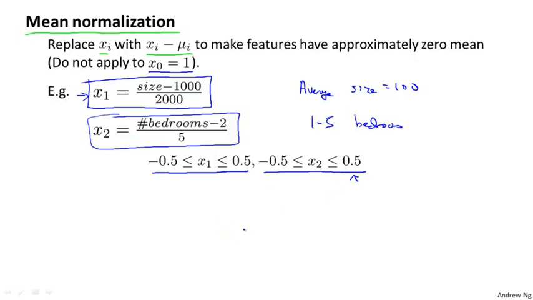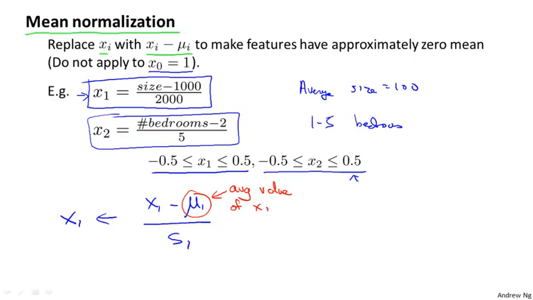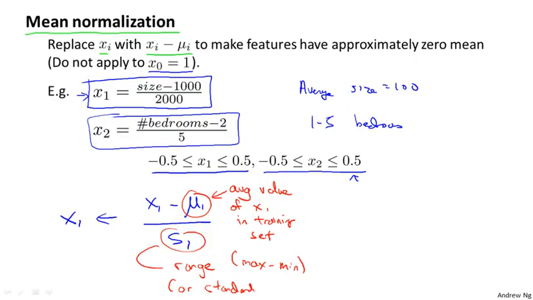And the more general rule is that you might take a feature x1 and replace it with x1 minus mu1 over s1, where mu1 is the average value of x1 in the training set, and s1 is the range of values of that feature. By range I mean the maximum value minus the minimum value. Or for those of you that know what the standard deviation of a variable is, setting s1 to be the standard deviation of the variable would be fine too. But taking max minus min would be fine.